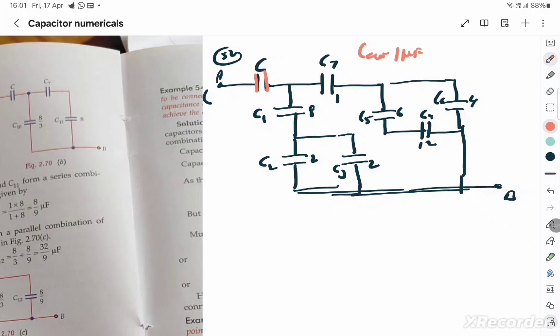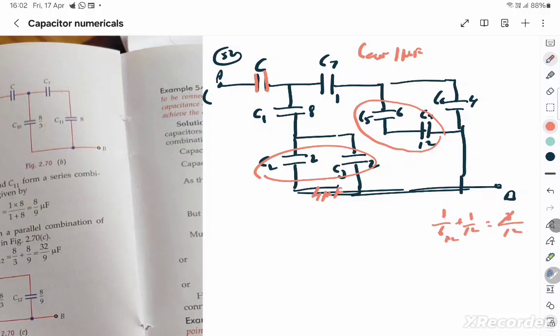You know that C2 and C3 are definitely in parallel, and that's going to become a 4 microfarad capacitor. Similarly, you have a C4 and a C5 which are definitely in series. So it's 1 by 6 plus 1 by 12. The LCM is 12, so it's 3 by 12 or 1 by 4. So this itself is again 4 microfarad.